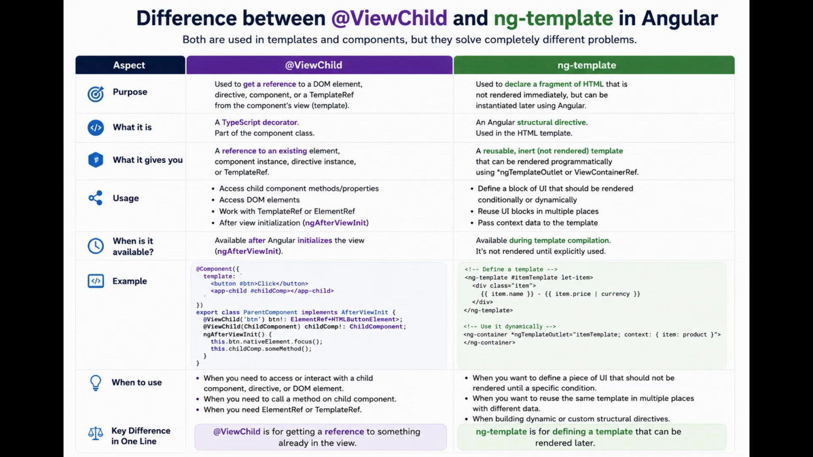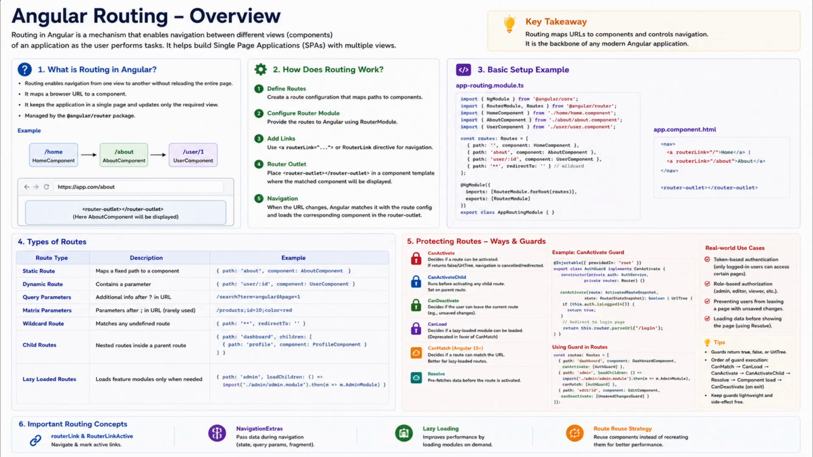Okay. What are routes basically, and how can we protect our routes? So routes, we can access a particular route using routing, and how we can protect it is using route guards.